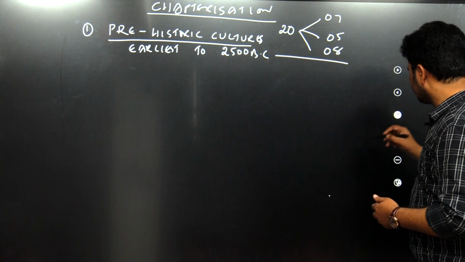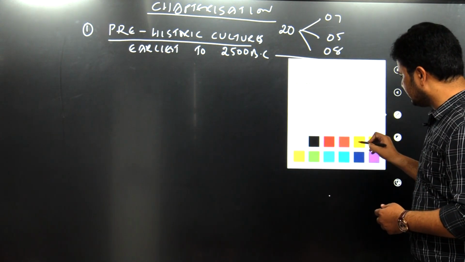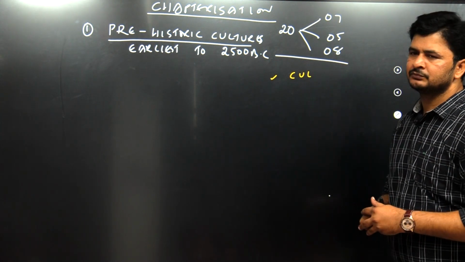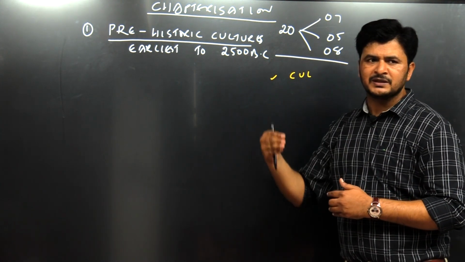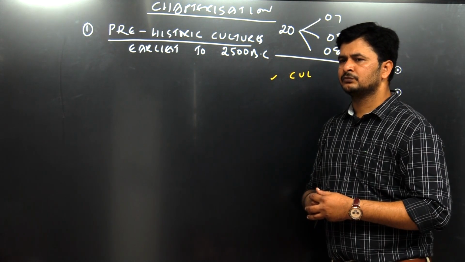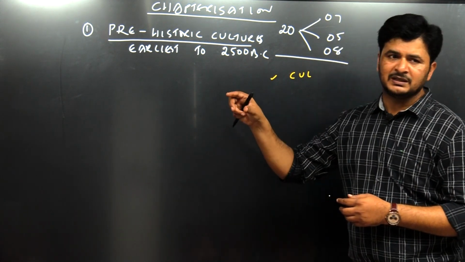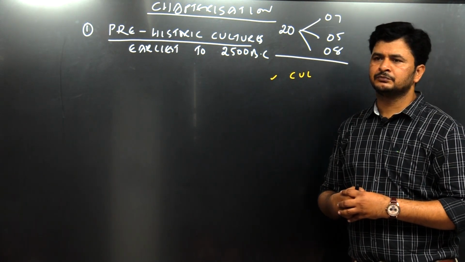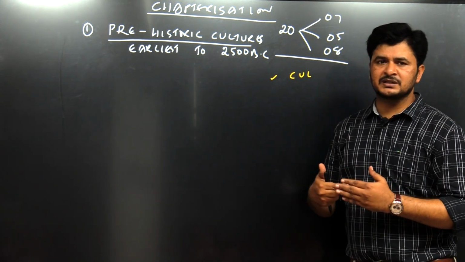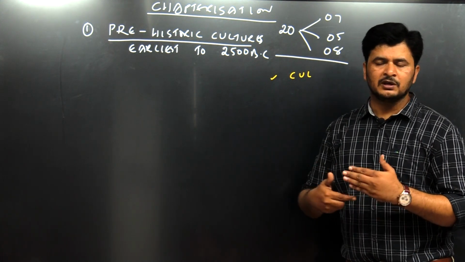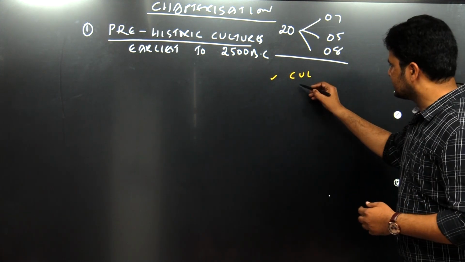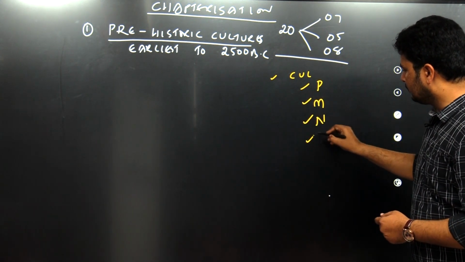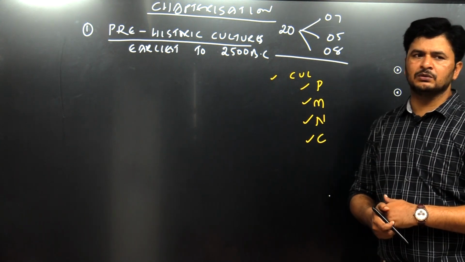In this chapter, we are going to learn what it means by culture, what the components in culture are, what it means by material culture and non-material culture, and how these cultures are further classified into various aspects: Paleolithic, Mesolithic, Neolithic and finally Chalcolithic.